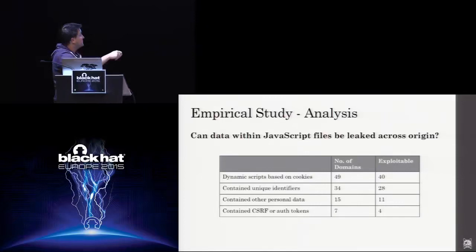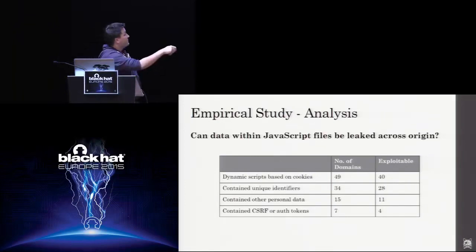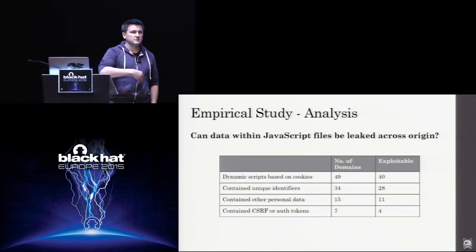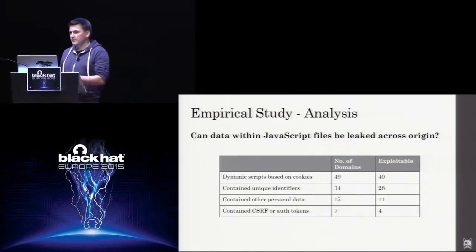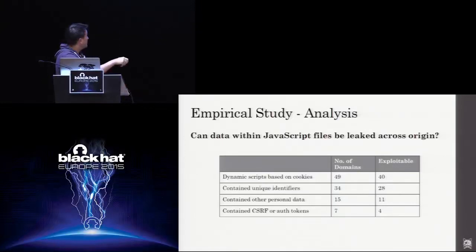Basically, from the 34 domains that had unique identifiers, we were able to leak these identifiers of 28 pages. So this enables us to do de-anonymization. By getting a visitor to our page, we were able to tell his email address or his name, and so on and so forth.